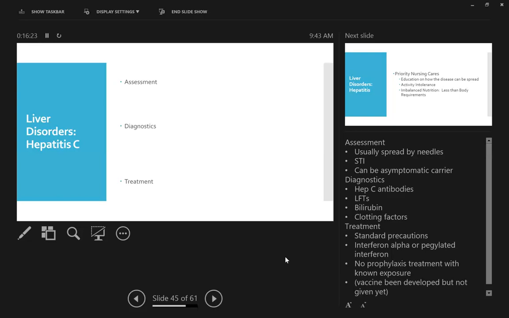This should sound familiar. Same signs and symptoms as the other hepatitis diseases. Treatment, standard precautions for prevention. There is no vaccine developed yet, and there is no prophylaxis treatment with known exposure. So there is no prophylactic treatment for this one, and it can become chronic. I am going to stop there with this one, and then we'll continue with nursing cares.